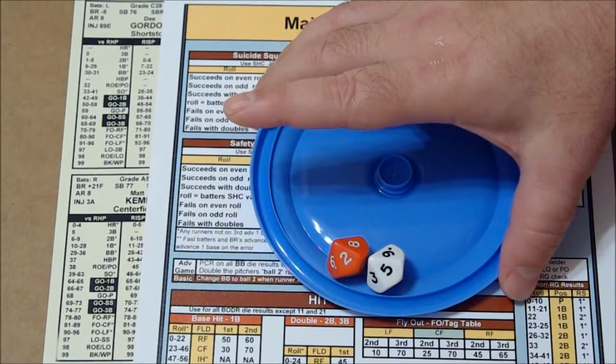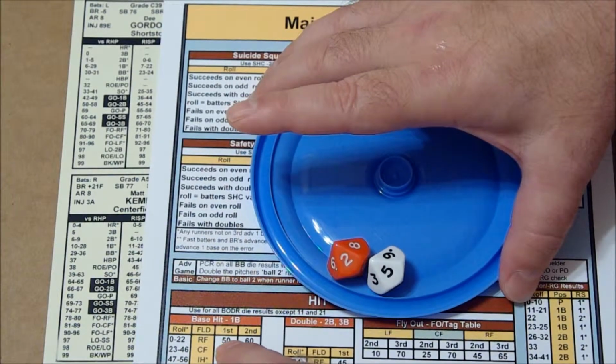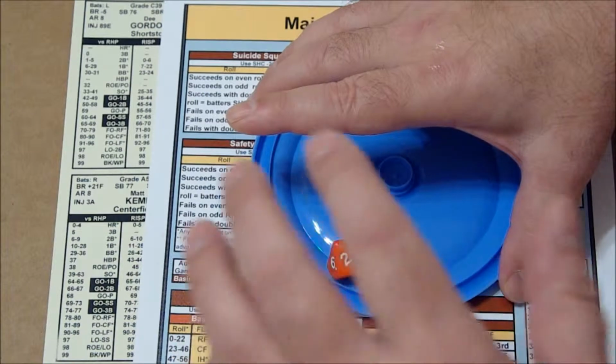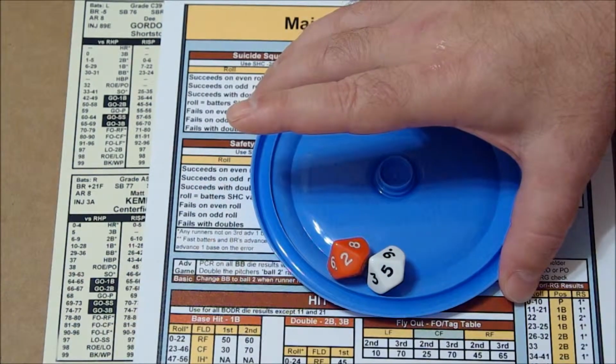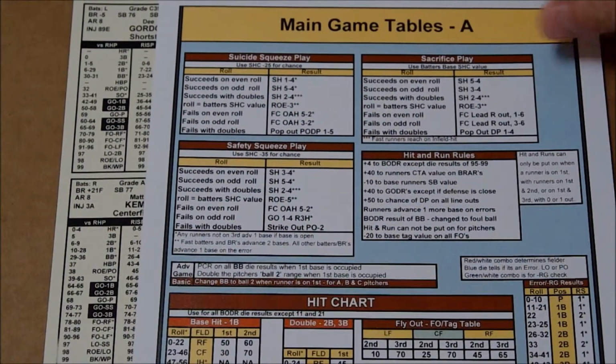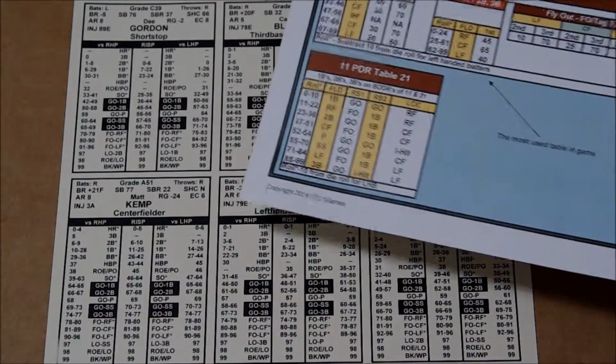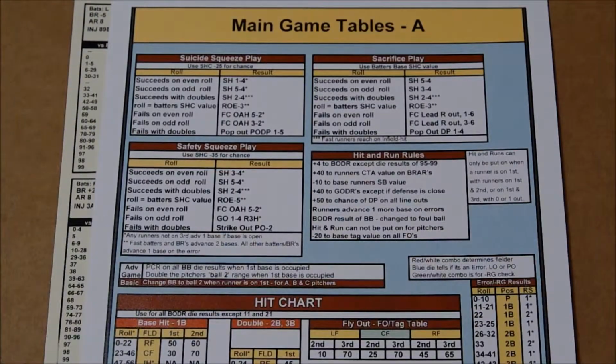And all it is, is if this roll is less than or equal to the CTA, so 0 to 50, he passes the roll and gets the additional base. So instead of stopping at second, which would be a standard advancement, Rivera advances to third. And that's all there is to it.